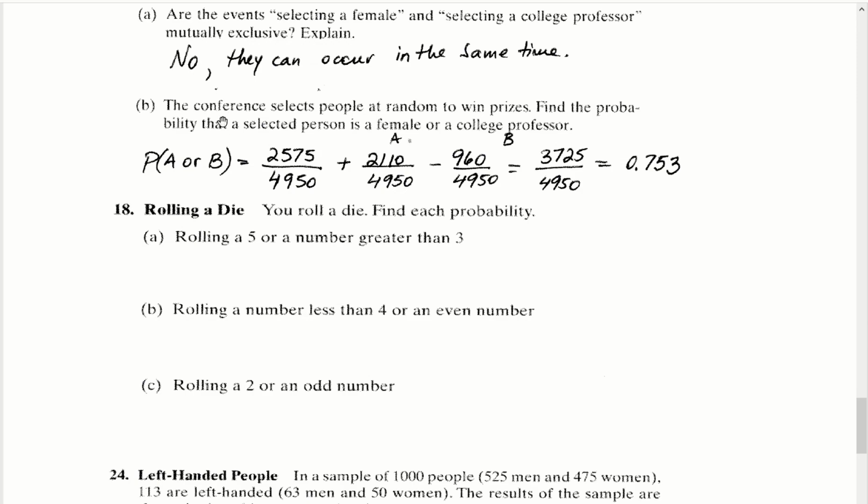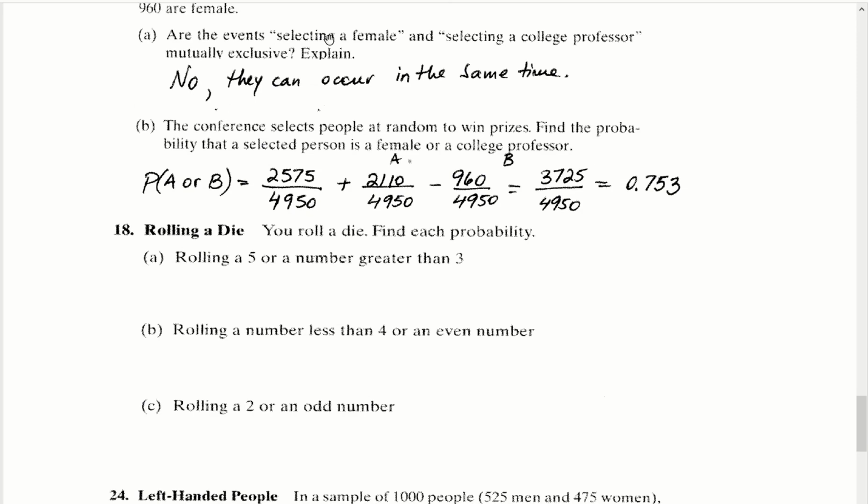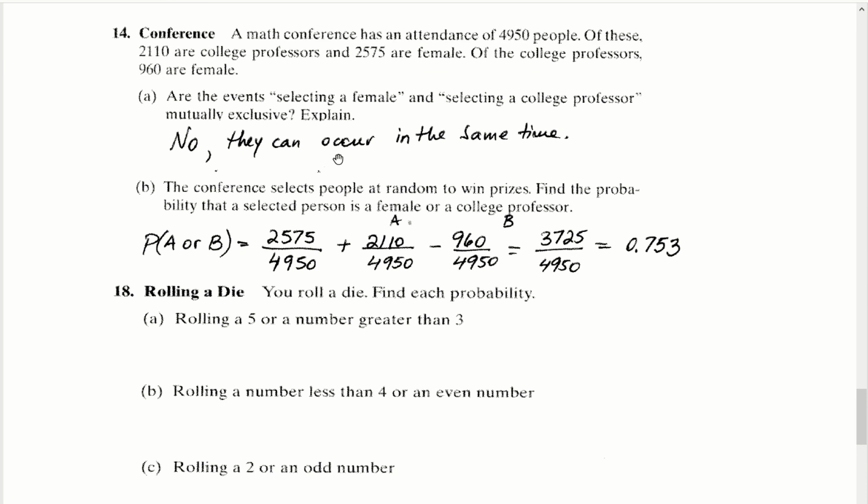The first question asks, are the events of selecting a female and selecting a college professor mutually exclusive? And the answer is going to be no. It's entirely possible to select a female college professor, of which we know that there are some at this conference. So because those two events can happen at the same time, that means that they are not mutually exclusive.